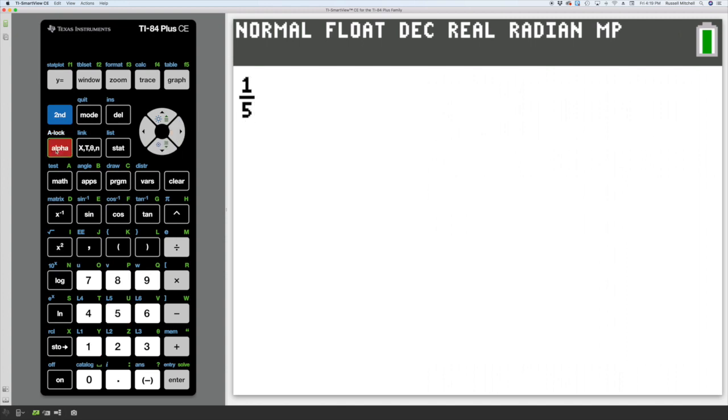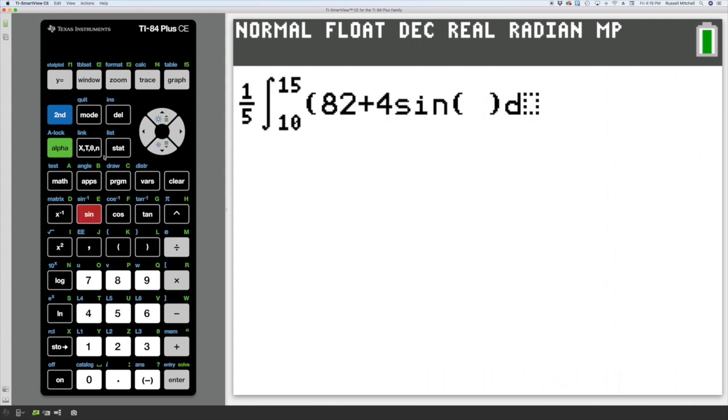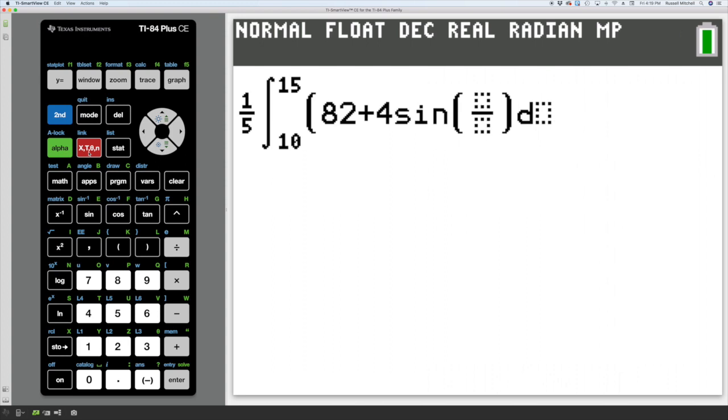And then the integral, so alpha window number 4. And we want to integrate from 10 to 15. So we'll go 10 to 15. And then again, our function is 82 plus 4 sine of t over 2. So another fraction. And I'm going to use x instead of t because you can do that on the calculator. So x over 2. And then we want to get out of the fraction, and then we want to close the parenthesis because that's going to close it for the sine function. And then this parenthesis right here that I'm pointing to ends the entire function.